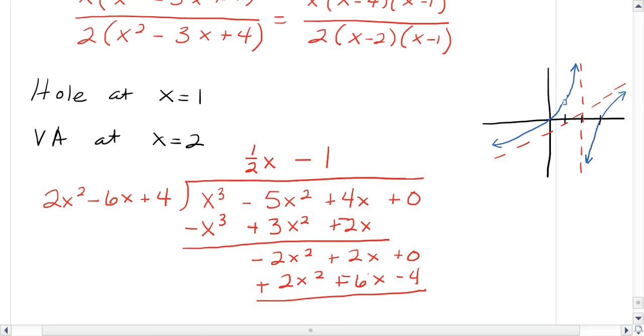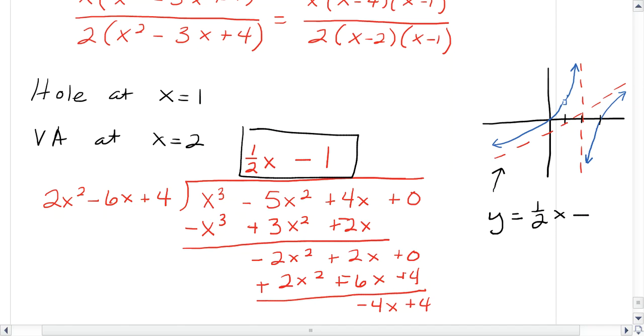And here's what's really nice about this process. Even if you get a remainder, it doesn't matter. This part here is the equation of this slanted asymptote. So our oblique asymptote right there is y equals 1/2 x minus 1.